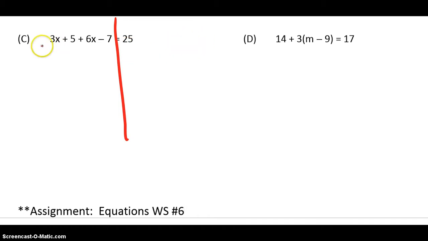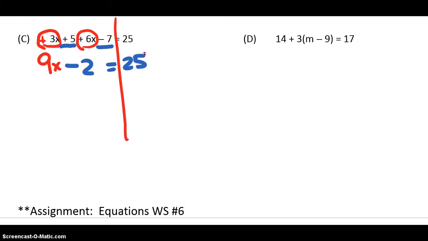On this one, I look again for like terms. I have a 3x and a 6x. So remember, I want to look at the signs in front of them. I look at my positive 6x and my positive 3x, and I combine them and I get 9x. And then I have a positive 5 and a negative 7, or a plus 5 and a minus 7, however you want to look at it, which should give me minus 2, or negative 2, equals, and then I have 25 on the right-hand side.